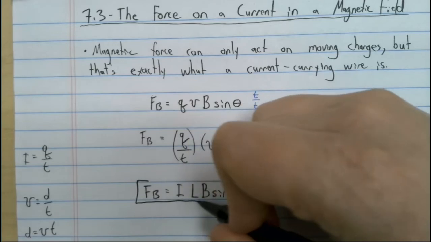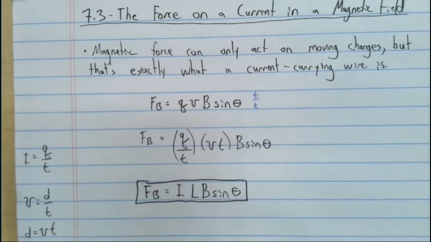And magically, we've developed a new equation. The magnetic force acting on a current carrying wire is equal to the current in that wire times the length of that wire times the magnetic field strength passing through that wire times the sine of the angle between B and L. It's the angle between B and L, or the angle between B and I, because I and L are going to point in the same direction. It's just a wire.